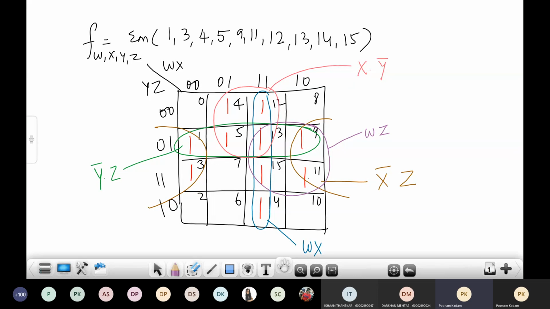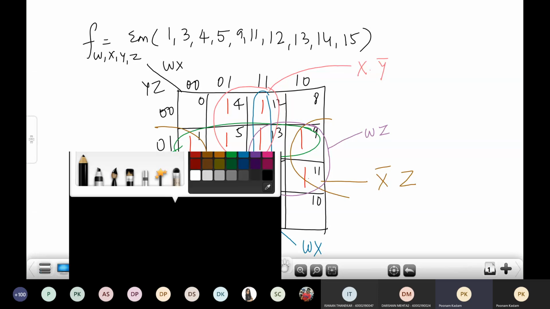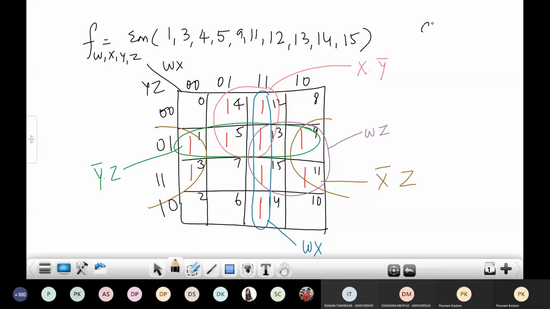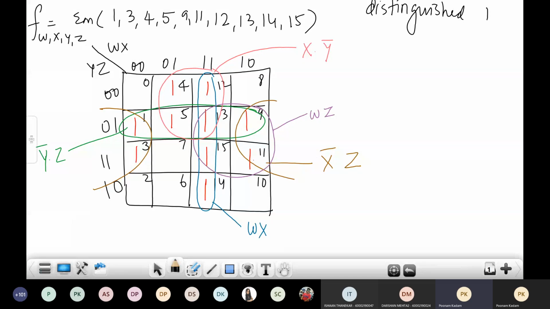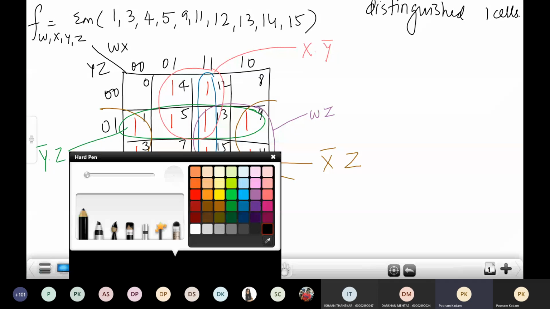For that, the next step is we will identify all the distinguished one cells, another important term. Please understand first of all what a distinguished one cell is. By the term distinguished one cells, I mean those one cells which are covered by only one prime implicant. All those one cells which are getting covered by only one prime implicant.